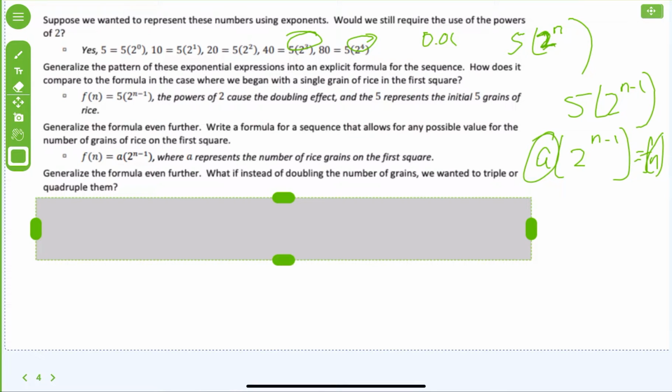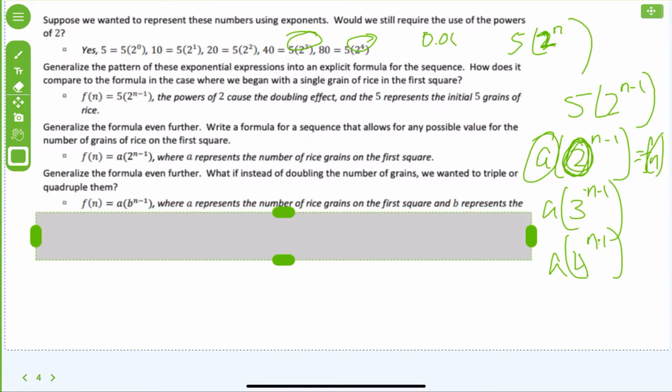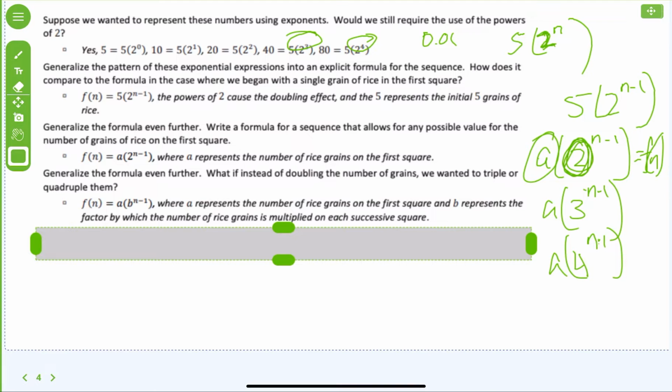What if instead of doubling the number of grains, we wanted to triple or quadruple? Okay. Well, since this is the factor talking about doubling, this is just going to change to tripling. And quadrupling would just be to the factor of 4. Okay? So for us to generalize it, we would say A, the other factor is going to be B, that's going to be the other one that's changing. So A represents the grain of rice on the first square. B represents the factor by which the grain is going to be multiplied in each successive square.